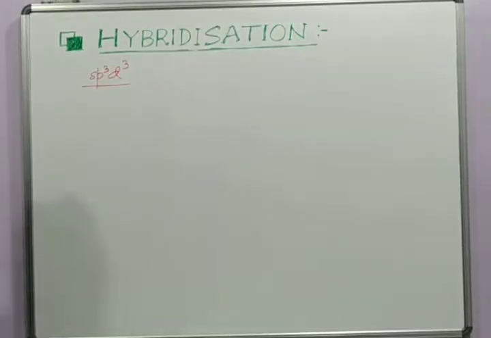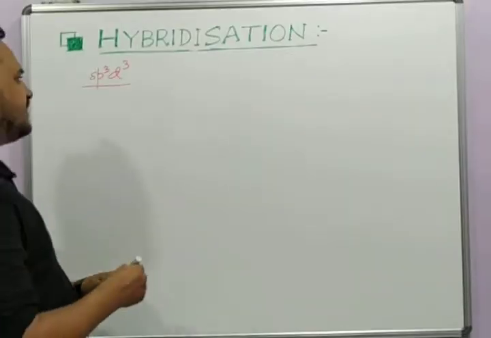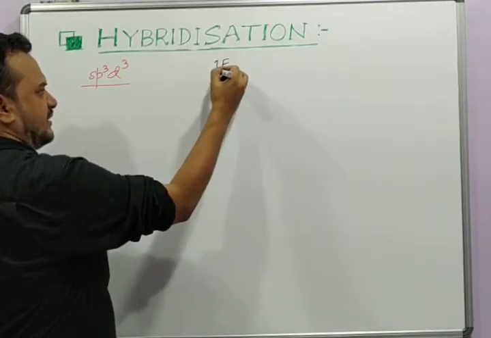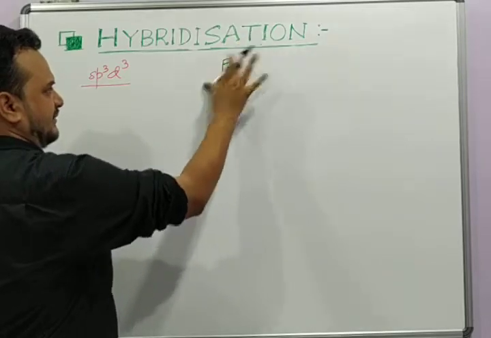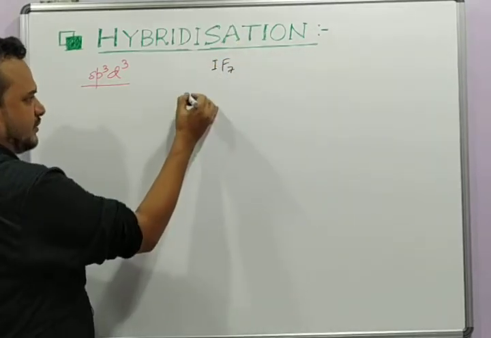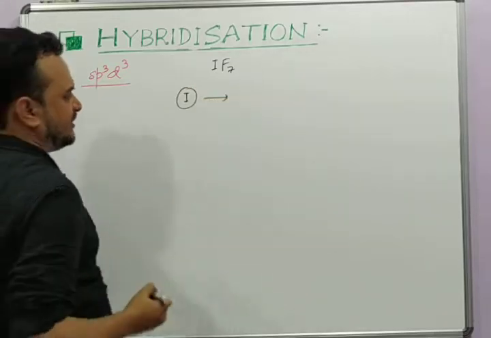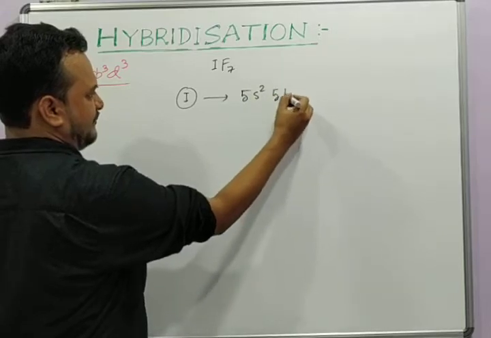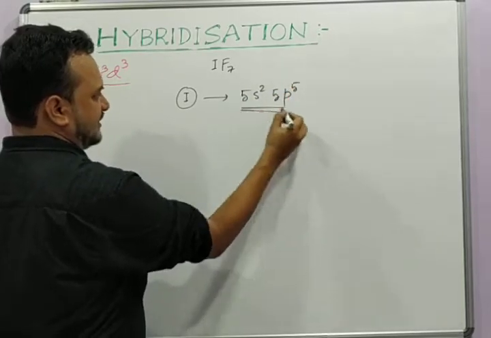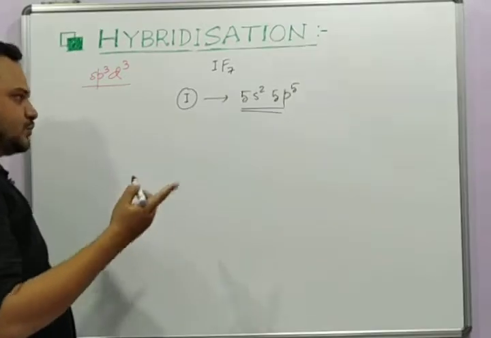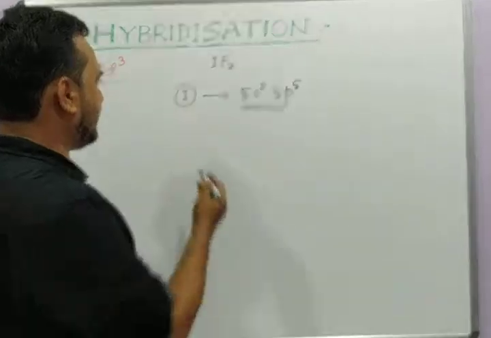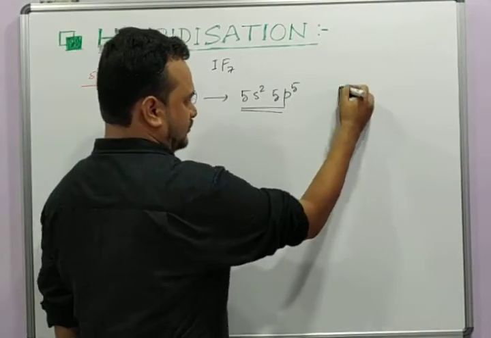Now the last topic today is the sp3d3 hybridization. So we will just proceed in the same manner. The example we are taking here is IF7, iodine heptafluoride, okay, IF7. If you take the electronic configuration of iodine, the valence shell is 5s2 5p5, just like the halogens. For fluorine 2s2 2p5, then comes chlorine 3s2 3p5, bromine 4s2 4p5, and iodine 5s2 5p5. So it looks like this.